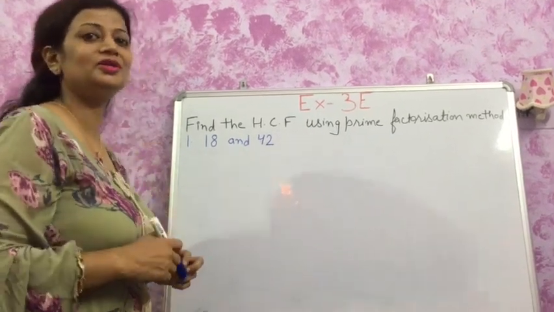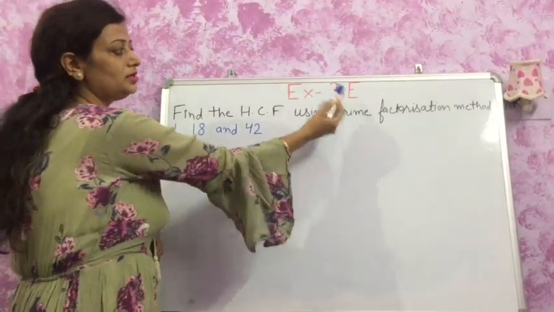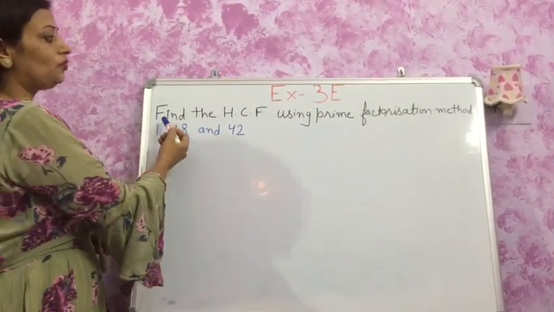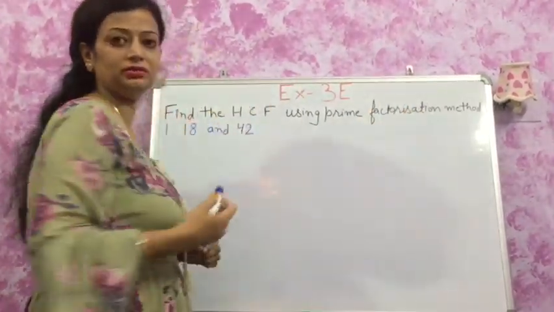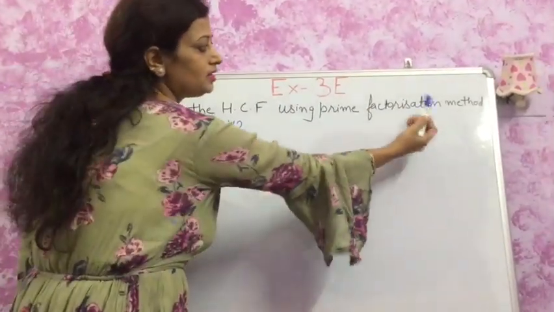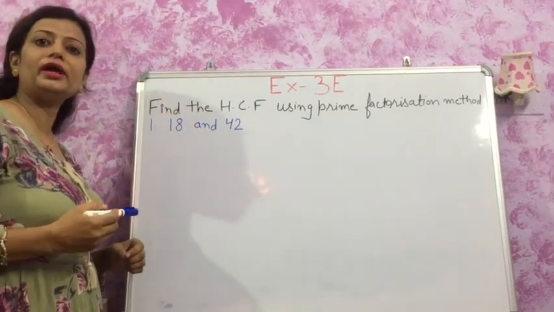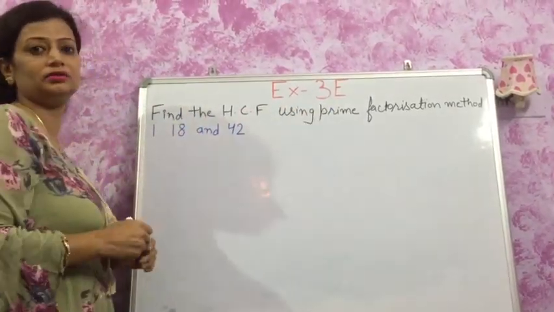Hello everyone. Today we are going to start exercise 3E. The statement is: find the HCF using the prime factorization method. A particular method is given, so we have to find the HCF using only this method.